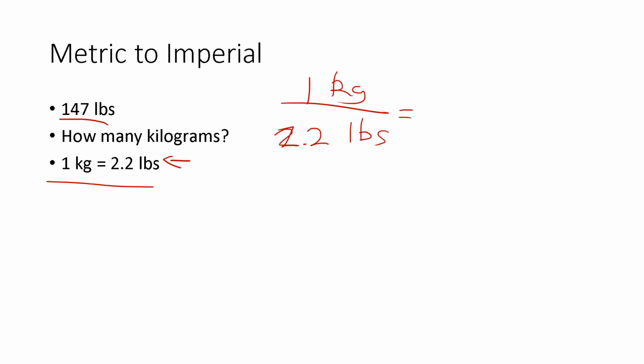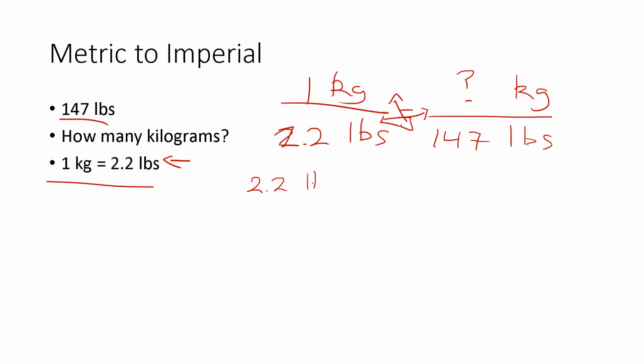And then we can set that up as a proportion. Remember our proportions lecture? With 147 pounds, keep your labels together, pounds with pounds, kilograms with kilograms, and then we're not sure how many kilograms, but that's what we're going to find out. And then we will cross multiply this, just like with your ratios and proportions lecture. So we'll have 2.2 pounds times our mystery variable equals 1 times 147.